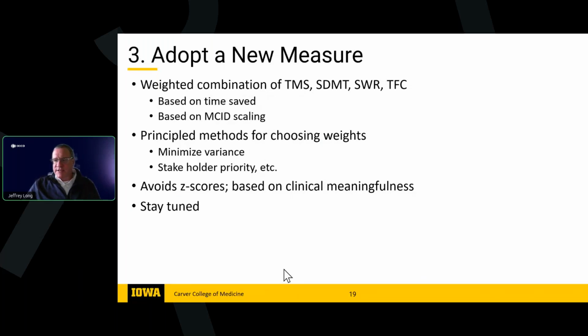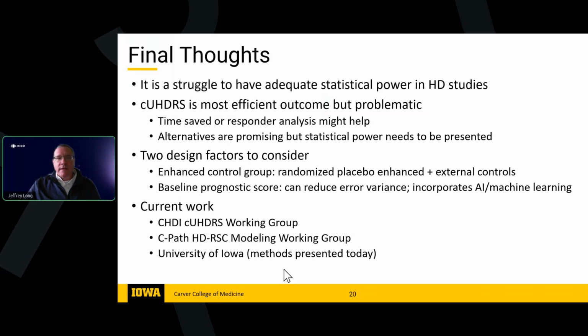and give you final thoughts. So, it's a struggle to have adequate statistical power in HD studies. The cUHDRS is our most efficient outcome, but it's problematic for some of the reasons that I mentioned. So perhaps time saved and responder analysis can help, but there's ongoing work here to consider things such as statistical power of competing methods. Two design factors that you should know about that I'm not going to discuss are an enhanced control group and a baseline prognostic score.